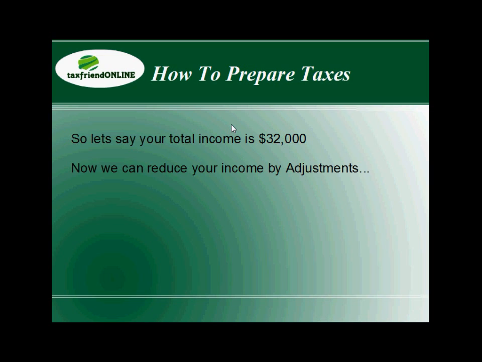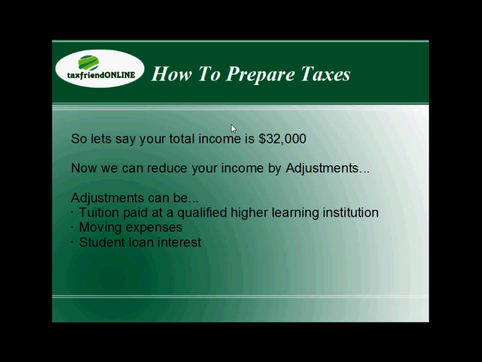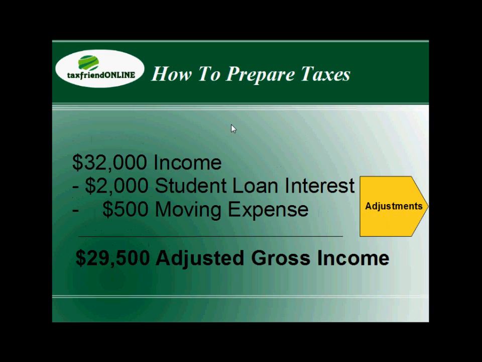Now, we reduce your income by adjustments. So adjustments can be tuition paid at a college, moving expenses, student loan interest, and alimony paid. Once again, these are just examples of adjustments. There's a whole list of things that you can adjust, but I just wanted to give you an idea of what adjustments are. So, previous slides, we determined our total income was $32,000.